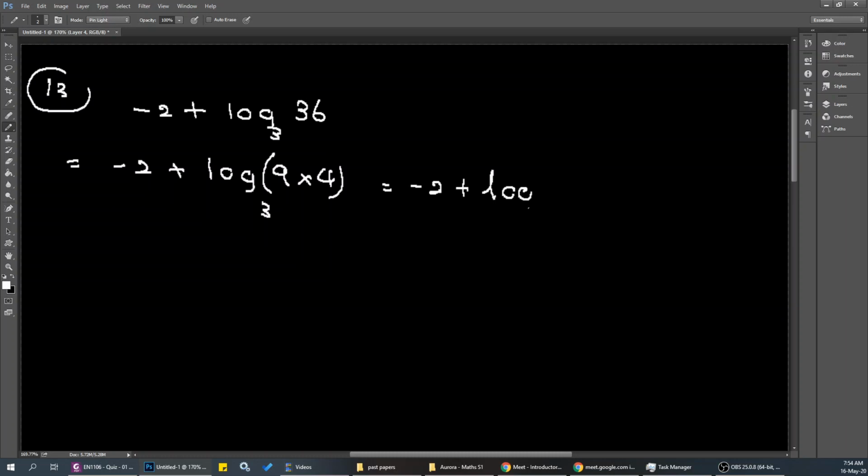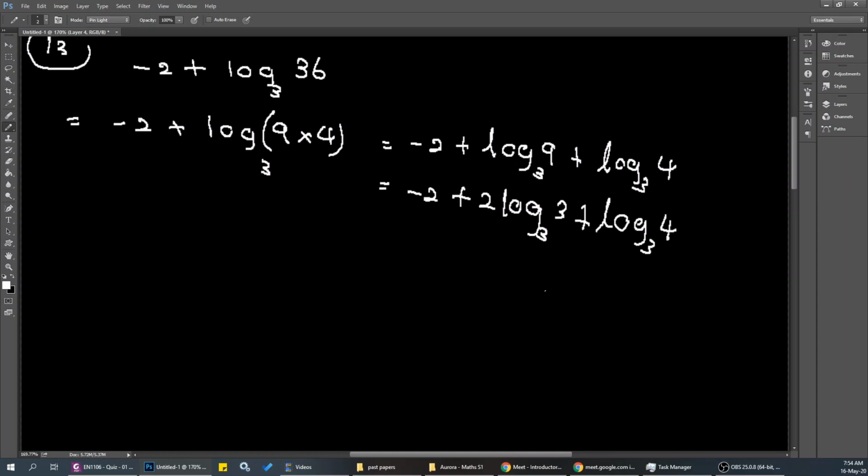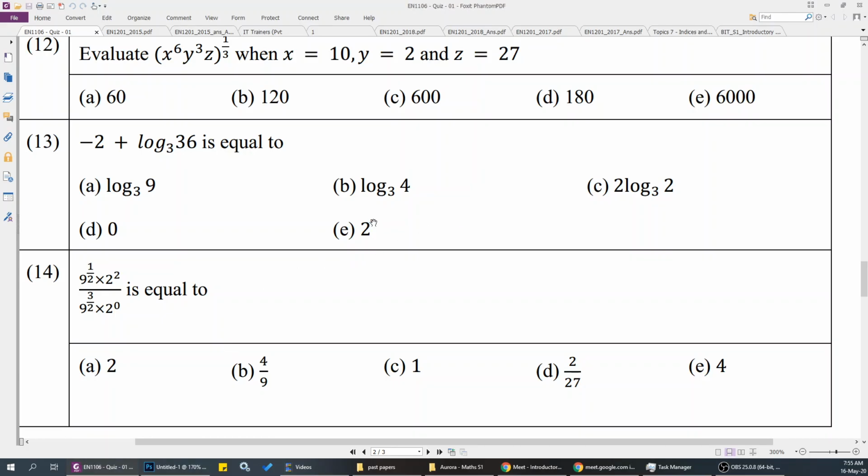So minus 2 plus log of, instead of 9 you can write it like this, log of 9 base 3, log of 4 base 3. Minus 2 plus, instead of 9 you can write it as 3 to the power 2. So you can bring that 2 to the front. So this is what you are getting. So this is again 2 plus log of 4 to the base 3. This minus 2 plus 2 cancels out. Answer is log of 4 to the base 3.